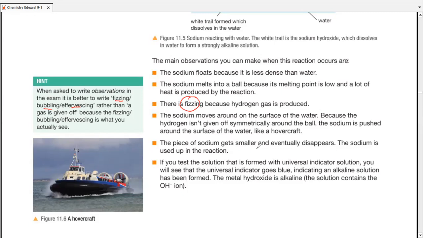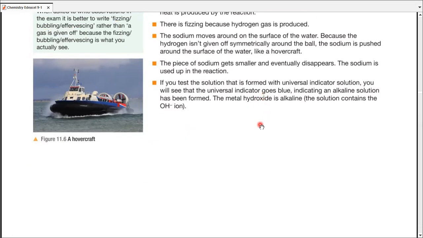The piece of sodium gets smaller and smaller, eventually it disappears. Sometimes it explodes. You would see the same thing in the video at the end of the sodium ball when it is getting smaller and smaller, being used up in the reaction. Of course, it's going to produce hydrogen and hydroxide.